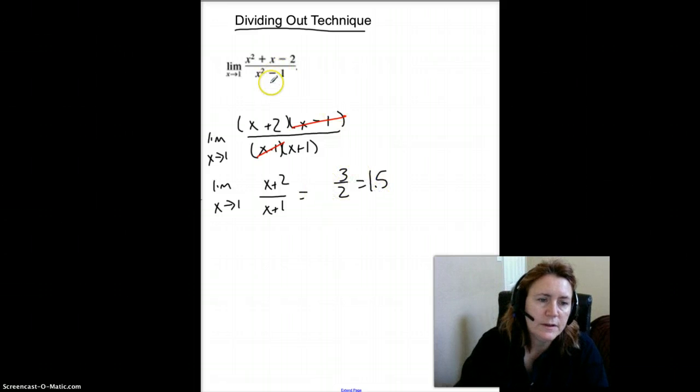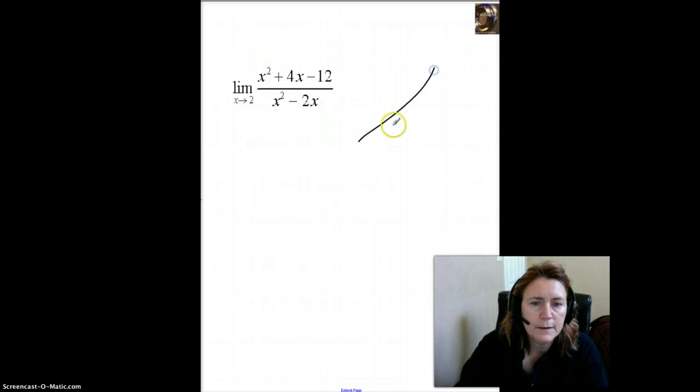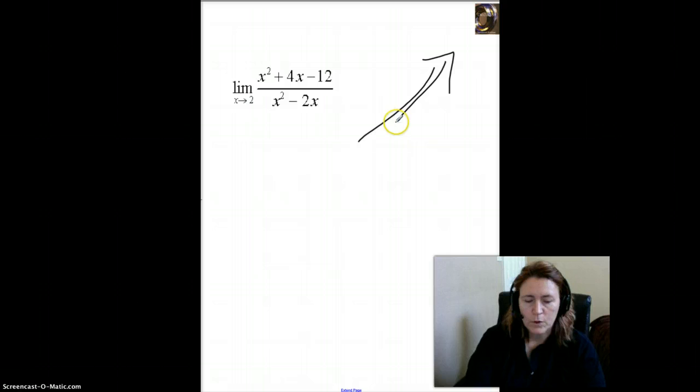So whenever you have a singularity in the denominator, the first thing you should look to see is if you can somehow divide it out of the numerator. Now, workbook problem, pause, and do this one.